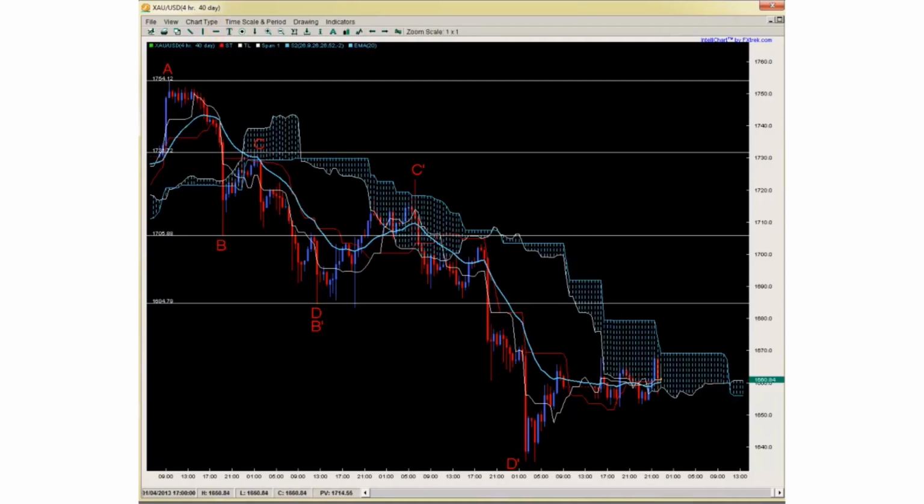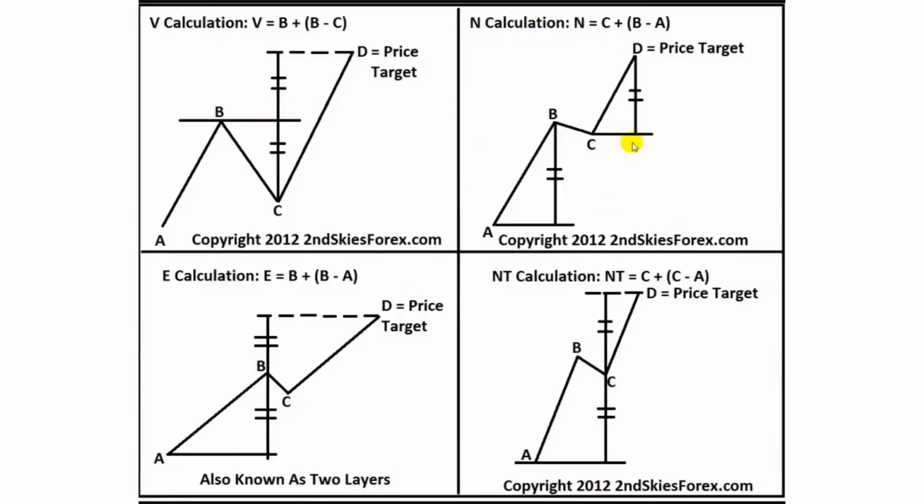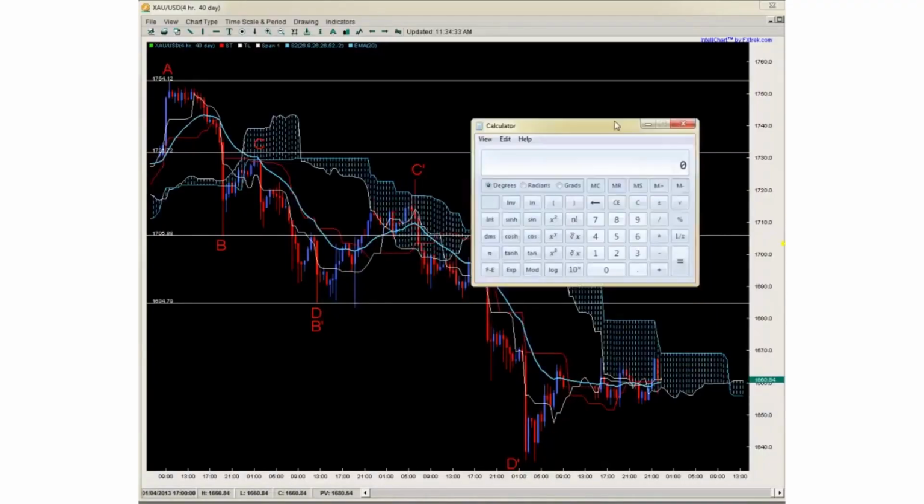Now, let's do the calculations. If you look at the distance from 1705 to 1754, that is roughly $50, and the retracement is 25 of that 50. Since the retracement is about half or more, we can only do one type of calculation. That's the V calculation. You can't do that on an E or an N calculation. So we're only doing a V calculation. We're going to subtract B from C, and remember this is a downtrend, so we subtract this value from B.